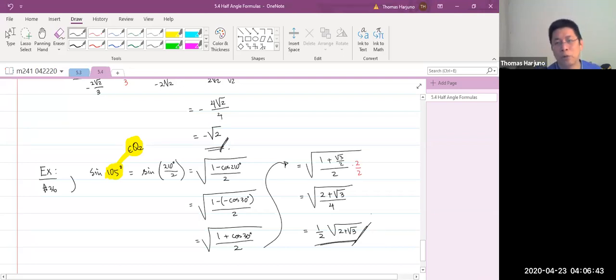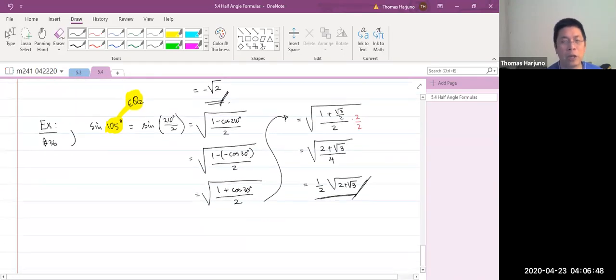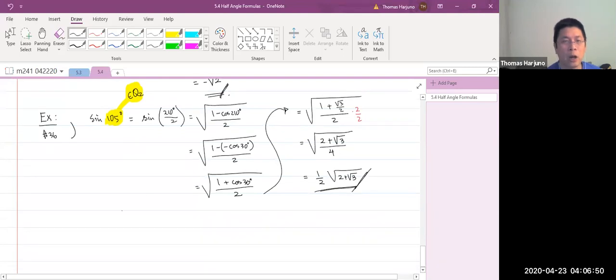Just to remind you that we can compute this sine 105 using another method. We are able to compute sine 105 degrees by using sine of 60 degrees plus 45 degrees. I wonder if you remember that. Sine 60 degrees cosine 45 degrees plus cosine 60 degrees sine 45 degrees.